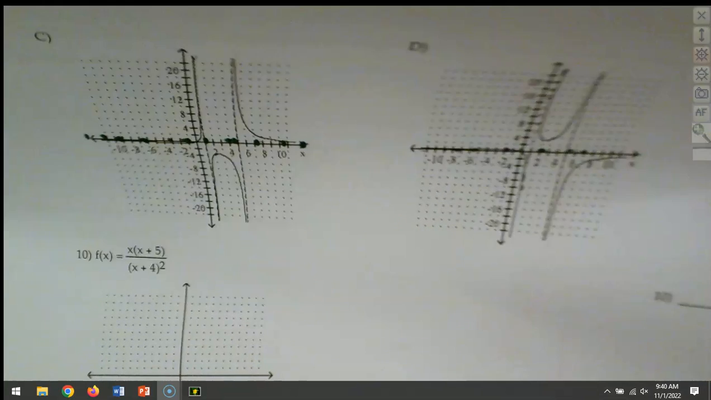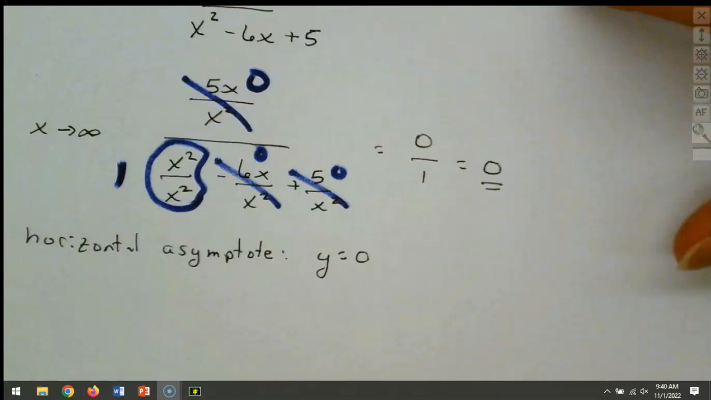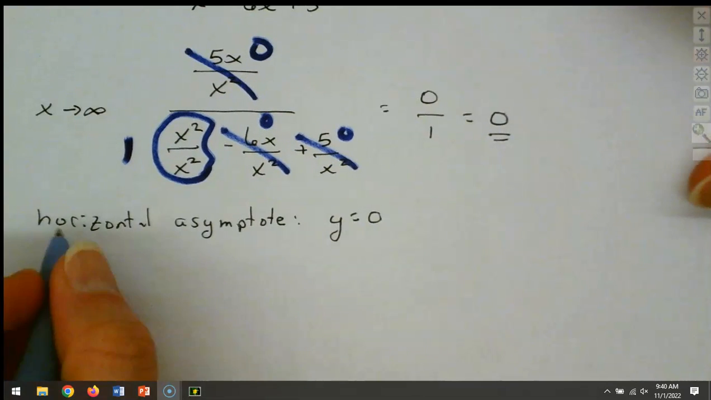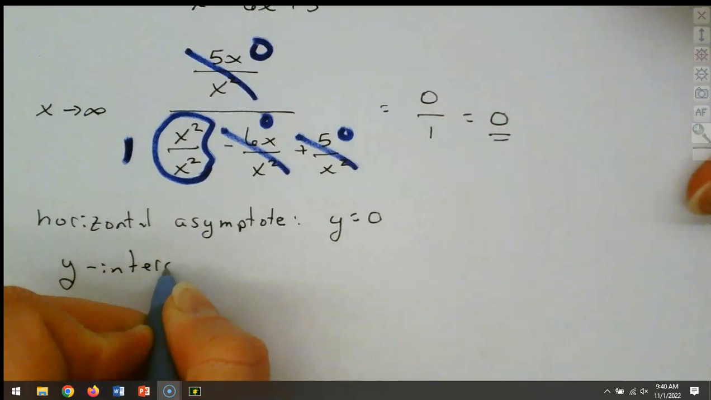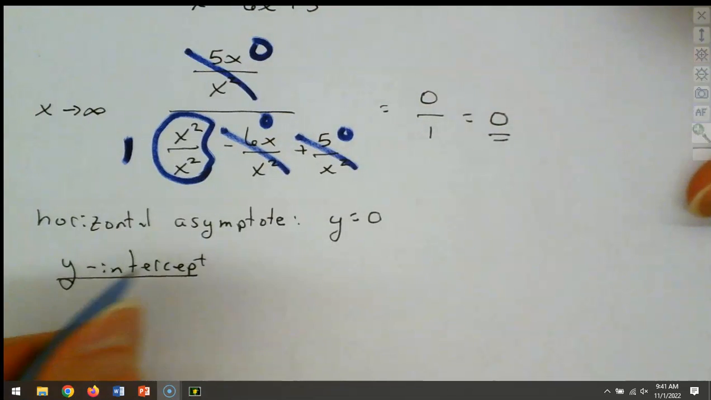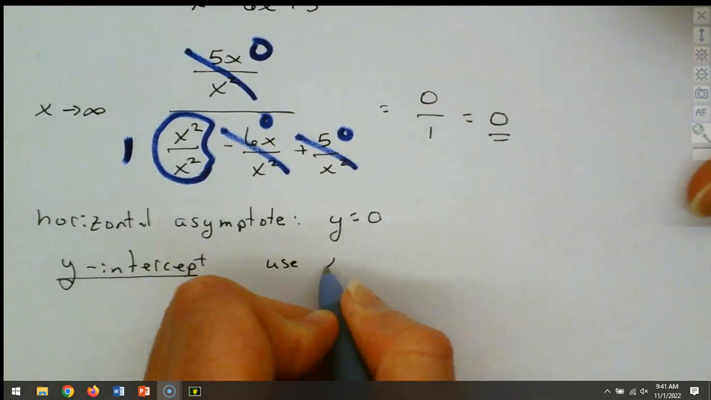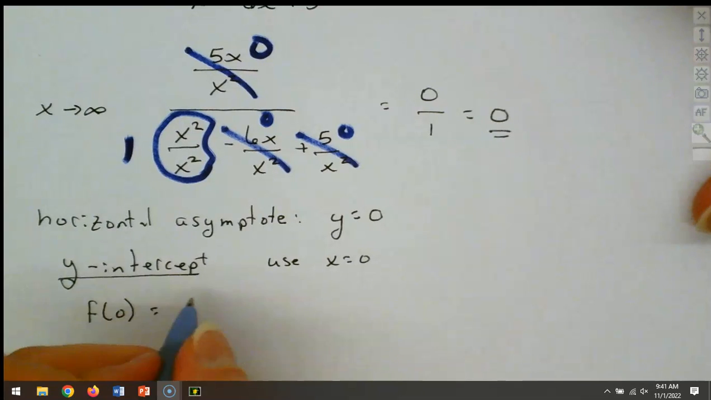So we've got one of the answer choices eliminated. So we found our vertical, we found our horizontal. Now we can find our intercepts, and that's going to get rid of another one. So we have our vertical, we have a horizontal. Now let's find our y-intercept. And how do we find that y-intercept? Well, to find the y-intercept, remember we use x equals 0. So we're going to plug in 0. And we're going to see what we get here.